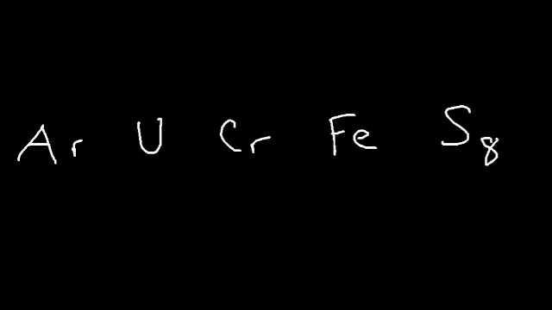Now, which of these elements is an inner transition metal? Uranium is an inner transition metal. It's part of the actinide series. Now, which of these elements is chemically inert? It doesn't really participate in chemical reactions. The answer is argon. Argon is a noble gas, and the noble gases are chemically stable. They don't like to participate in chemical reactions. They have no need of gaining or losing electrons.